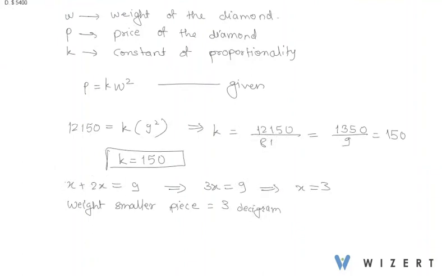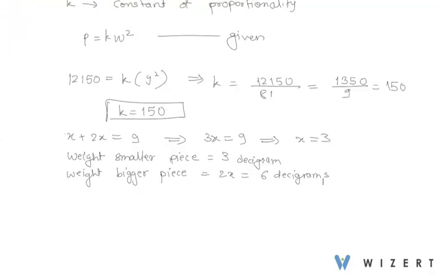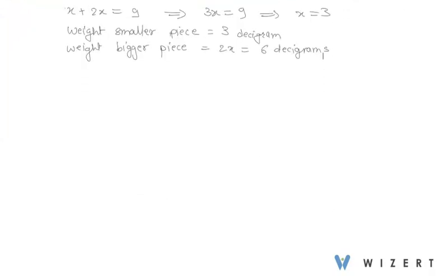Let's see. The weight of the bigger piece will be equal to 2x equal to 6 decigrams. So what do we have here? We have the constant of proportionality and two weights, so we can simply find the individual price of both pieces.